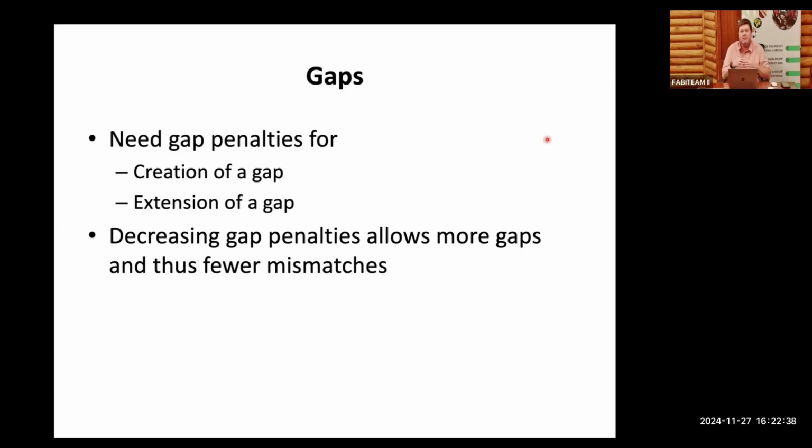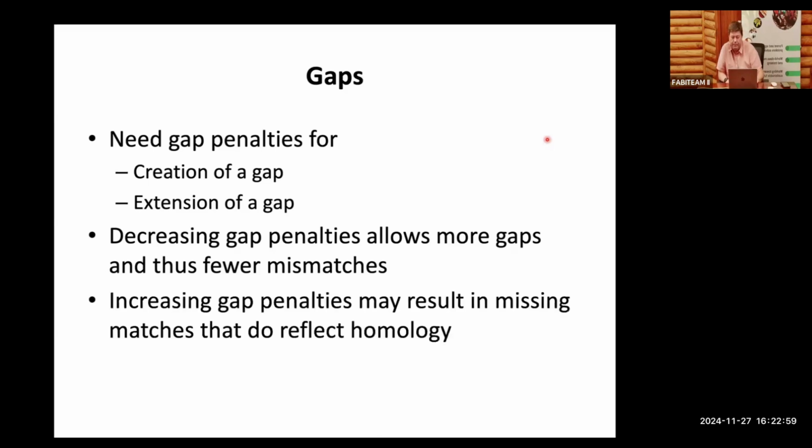So if you know something about the evolution of a specific site, you might change the gap penalties or the weight for making a gap. First we create a gap, then we extend a gap if there is more than one gap. But in a typical situation, we keep and use the defaults. If we increase the gap penalty, this may result in missing matches that do reflect homology.